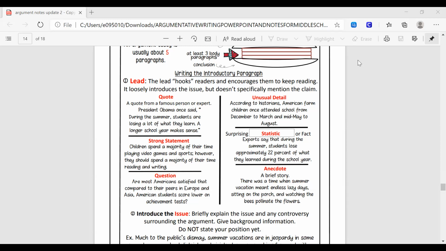And then our last blank in this little chart is anecdote. An anecdote is a brief story, and by brief, I mean very short. And they give us an example. There was a time when summer vacation meant endless lazy days sitting on the porch and watching the bees pollinate the flowers. Very, very brief story. Kind of sets a scene, sets a mood, sets a tone for the paper.